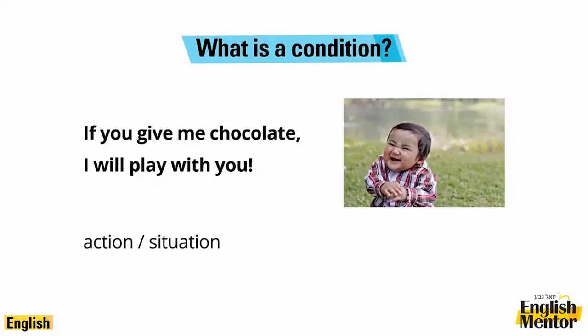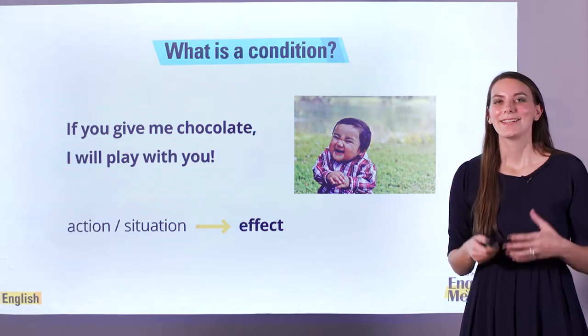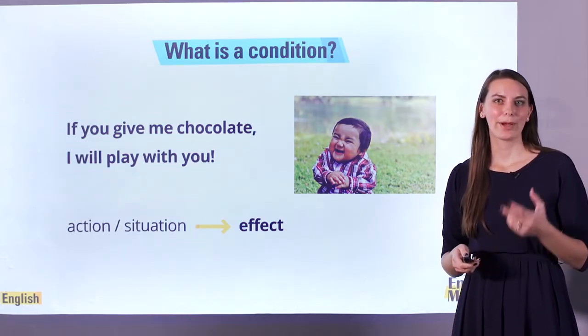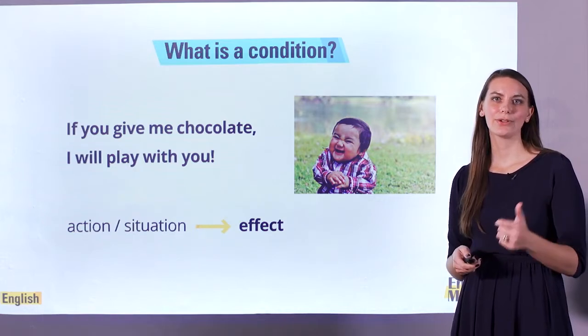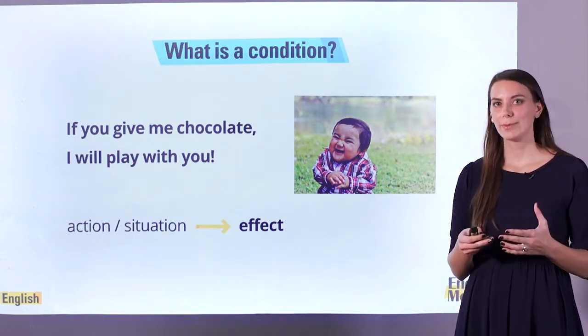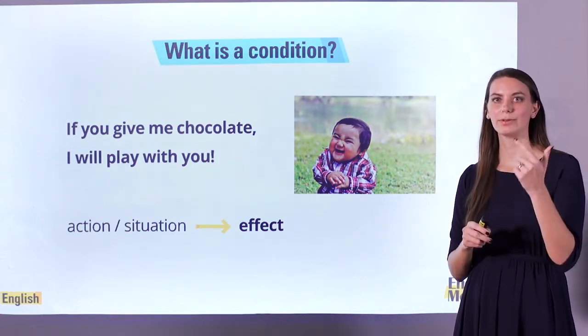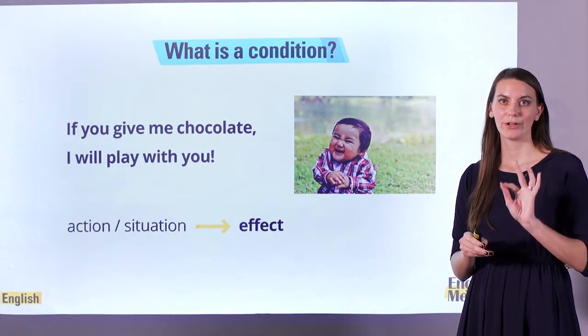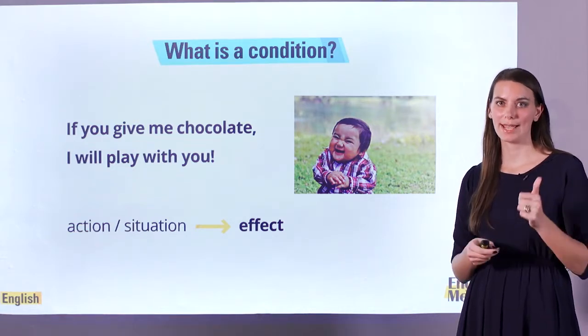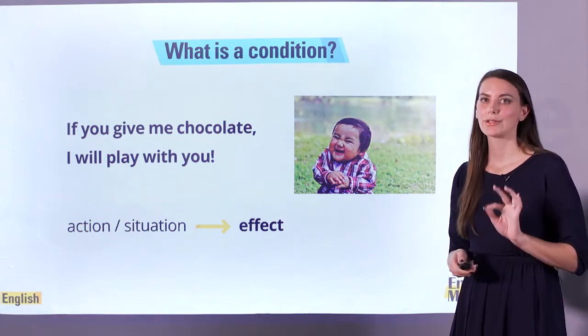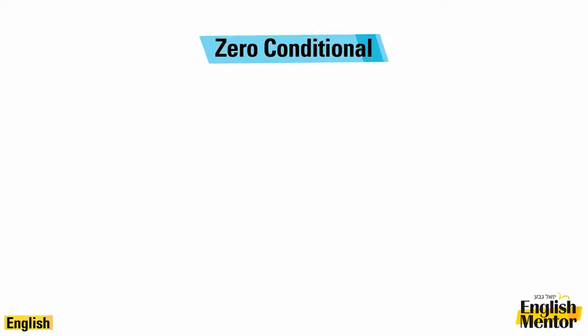So we have the action or the situation, like giving the chocolate, and then we have the effect or the result, what happens after. So in today's video, we're going to talk about two conditionals, the zero conditional and the first conditional. But really we have four conditionals, 0, 1, 2, and 3. Tune into our next video for the second and third conditionals. So let's start with zero conditional, meaning no condition.